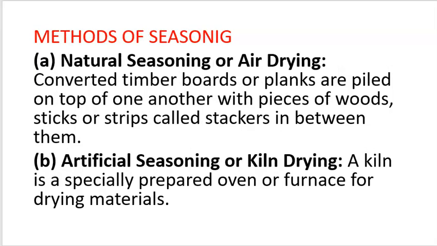Methods of seasoning: we have 2 types. Number 1, natural seasoning, or you call it air drying. Timber boards or planks are piled on top of one another with pieces of wood, sticks or strips called stackers in between them. Then number 2, artificial seasoning or kiln drying. A kiln is a specially prepared oven or furnace for drying materials.